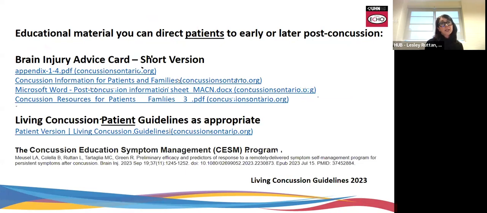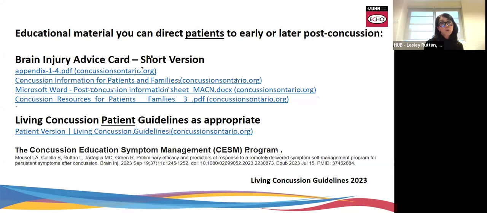And we've also just included here a number of educational materials that you may find helpful, some for patients directly. So brain injury advice card, these can all be found in the Living Concussion Guidelines. There's both those for healthcare providers as well as patient-specific guidelines. There's also a reference here to the CESM program, if you're interested.